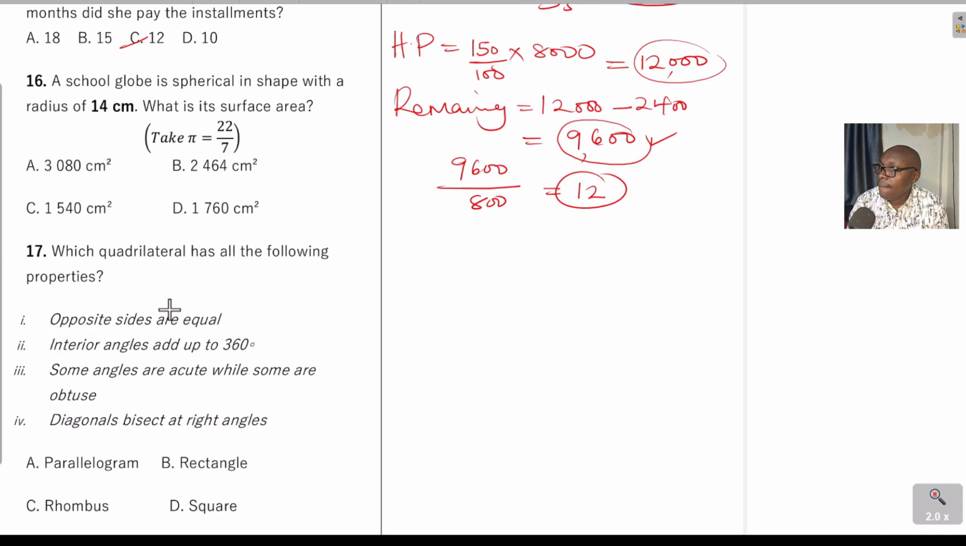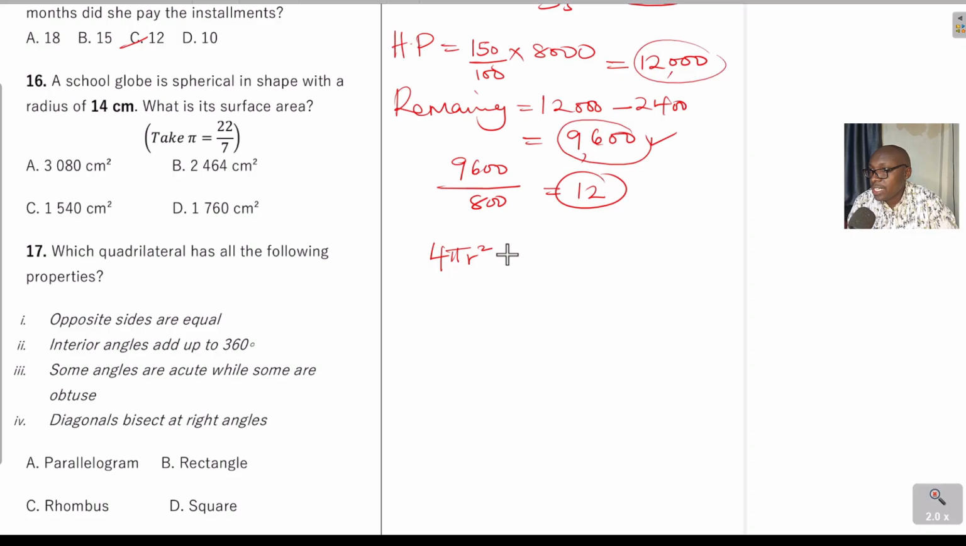Question 16. A school globe is spherical in shape with a radius of 14 centimeters. What is its surface area? So how do you get the surface area of a sphere? This is a school globe. The school globe is spherical in shape. So the surface area of a sphere is given by 4 pi r squared.